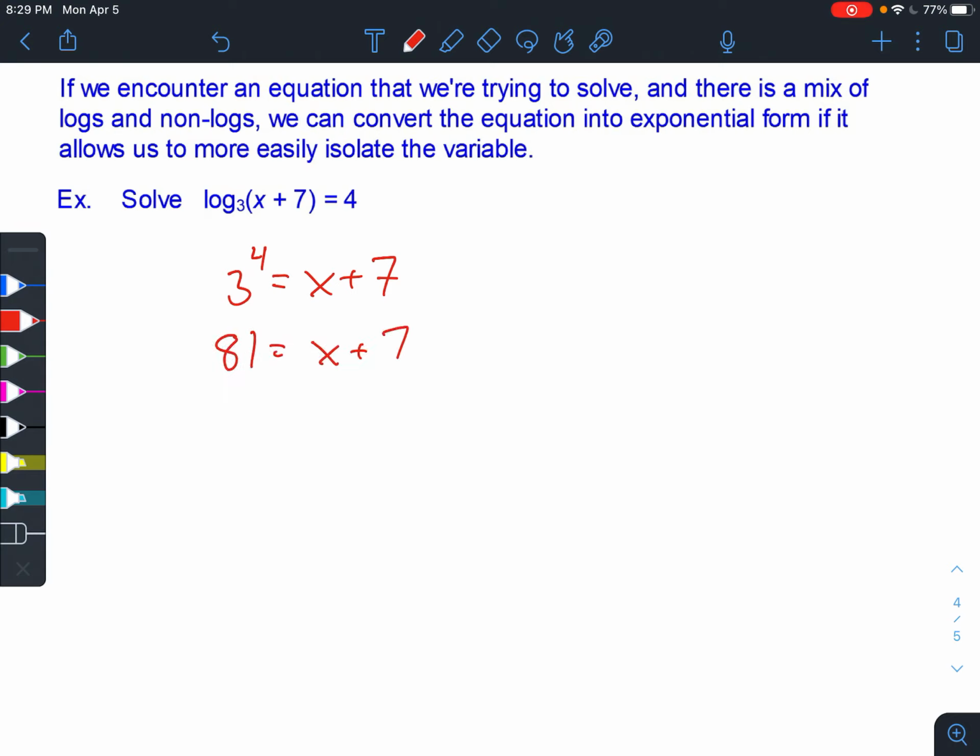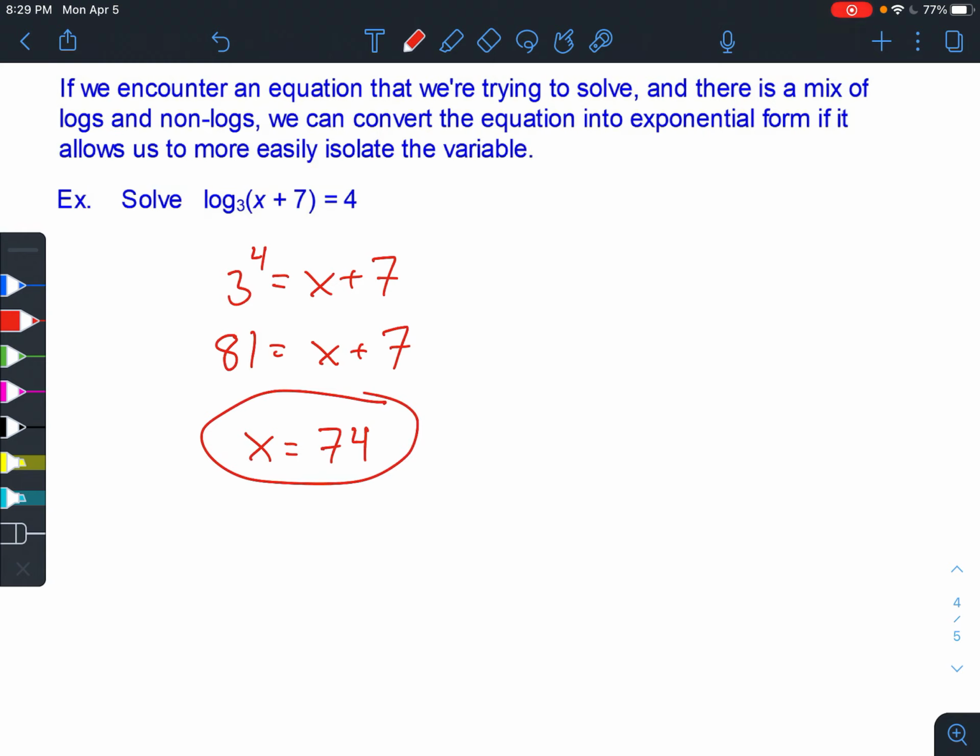And if I have 81 equals x plus 7, that's pretty simple to do. Subtract 7 from both sides. We get ourselves x equals 74. Now again, before I call that good in the final answer, I think if I plug 74 back into the original, am I going to have problems? And I'm pretty sure 74 plus 7 is not a negative number, so it means I'm pretty good.